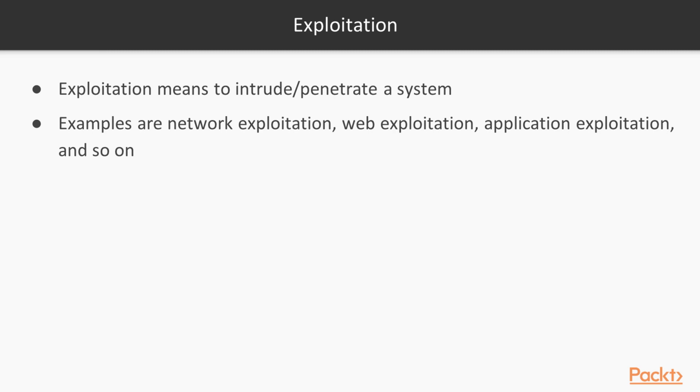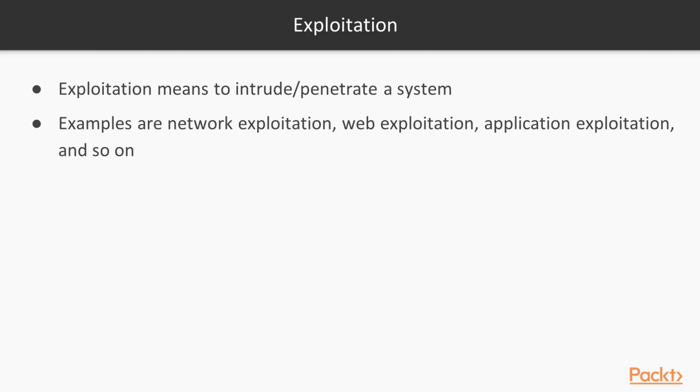So in the first point you can see that exploitation means to intrude or penetrate a system. Exploitation is a kind of process in which an attacker tries to penetrate or intrude. Intrusion means when you're trying to get into something. Or penetration, when you are trying to penetrate something. So what are you penetrating? A system, any kind of system. It can be a network, it can be a website, it can be any Android app or iOS app, anything, it doesn't matter. A system penetration or a system intrusion is called exploitation.